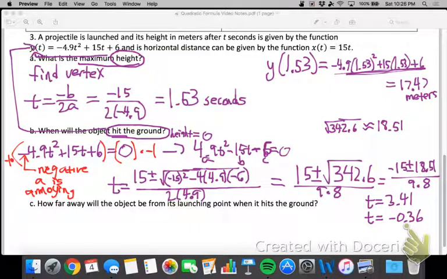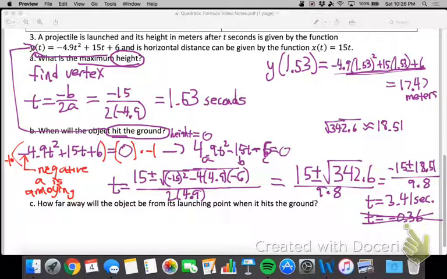And we're asking how long does it take for the object to hit the ground, and the object did not travel back in time, so it can't be a negative time. So that one doesn't make sense. So 3.41 seconds is the correct answer.